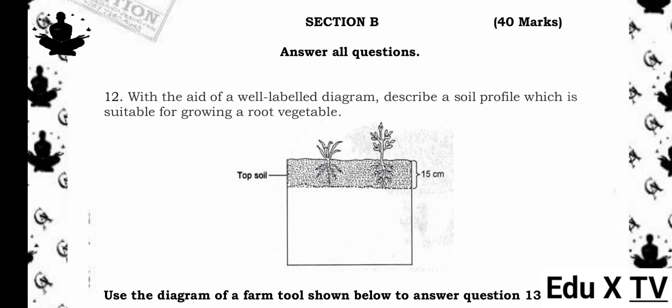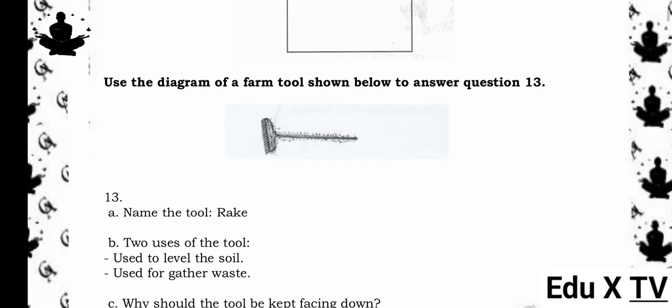12. With the aid of a well-labeled diagram, describe a soil profile which is suitable for growing a root vegetable. Diagram below: show a well-labeled soil profile with layers, topsoil, subsoil, and parent rock. Description: the topsoil should be rich in organic matter and nutrients to support root growth. The soil should be loose and well drained to allow easy penetration of roots. Use the diagram of a farm tool shown below to answer question 13.